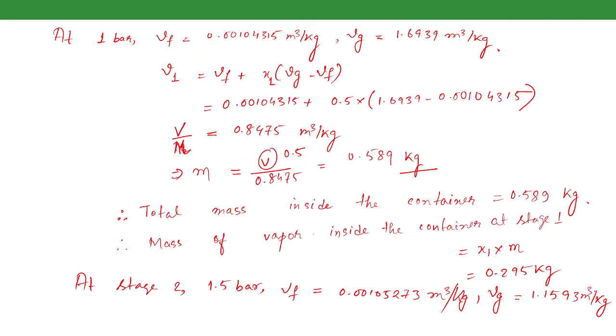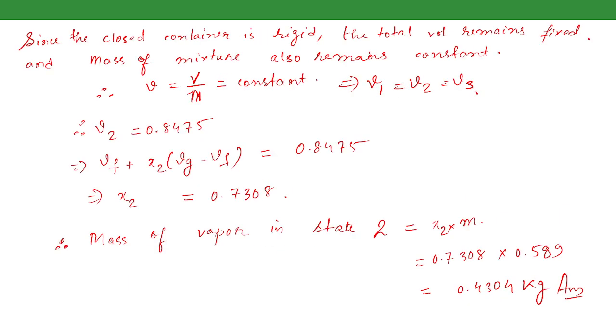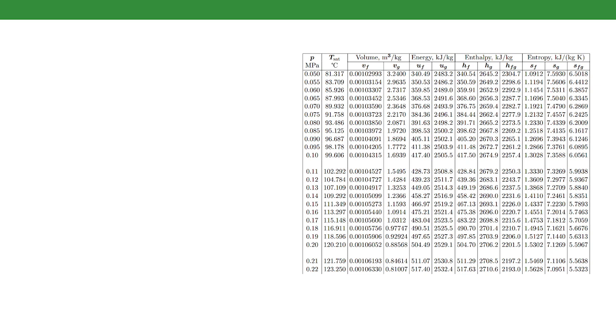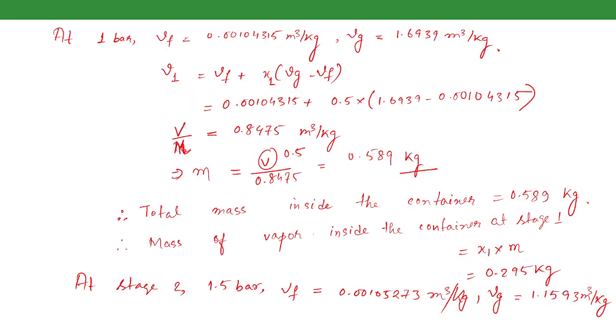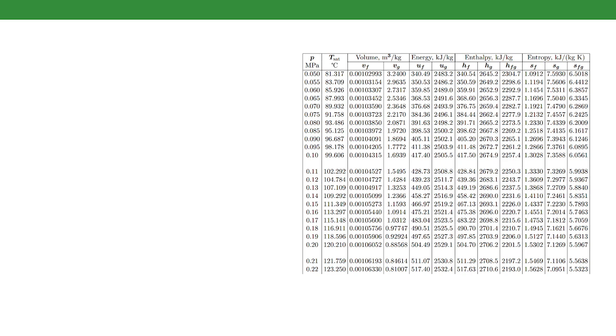So we can see that due to heat, more vapor is produced, that is the mass of vapor has increased from 0.295 kg to 0.4304 kg. Okay, so now the last part of the problem, we have been asked to find the pressure in the container only if only saturated vapor is present, that is if the heating is continued, now the entire liquid will be converted to vapor. That is in that stage, when the dryness fraction becomes equal to 1, what is the final pressure? In this state also the specific volume will remain the same.